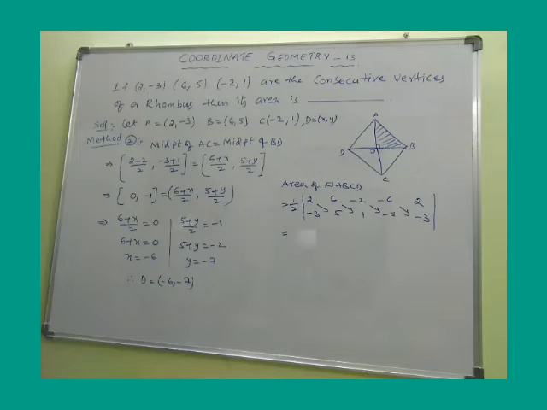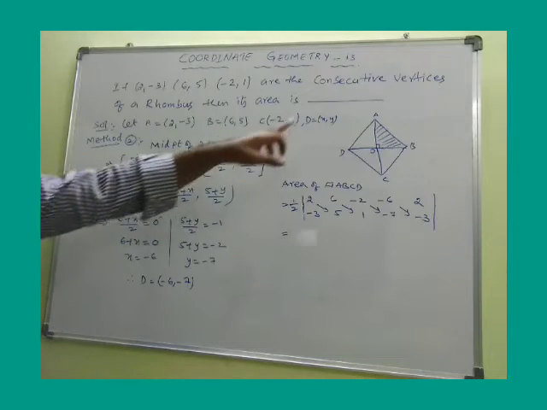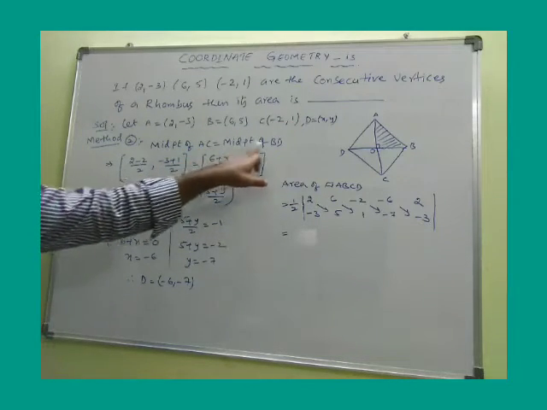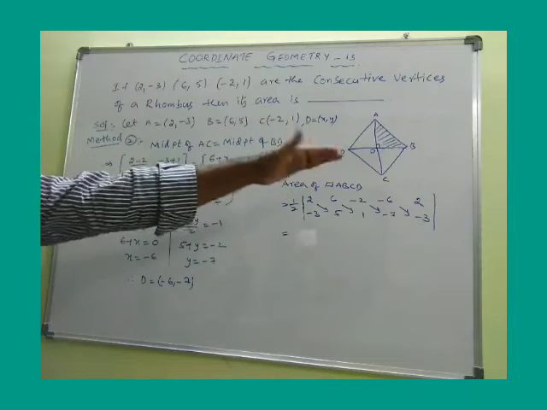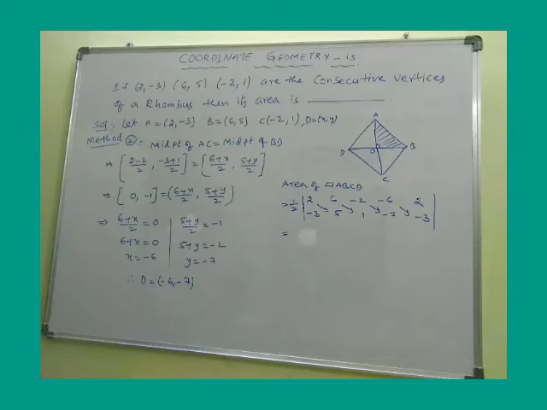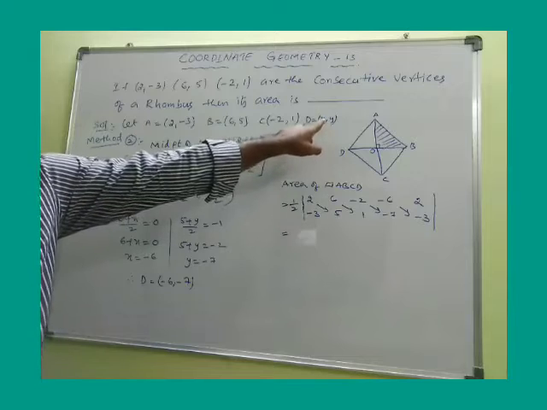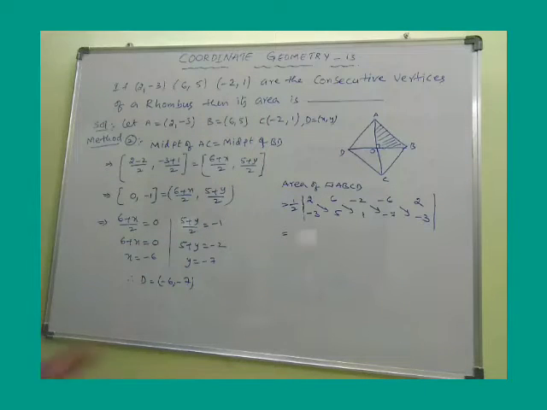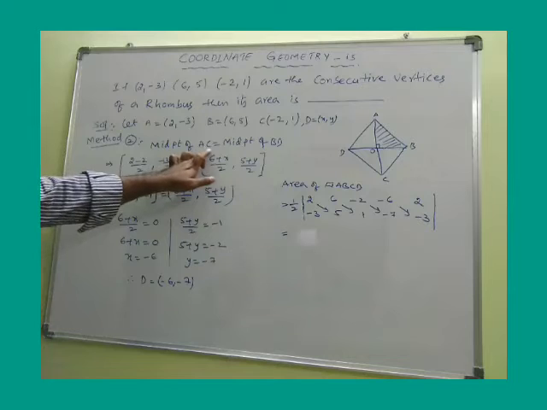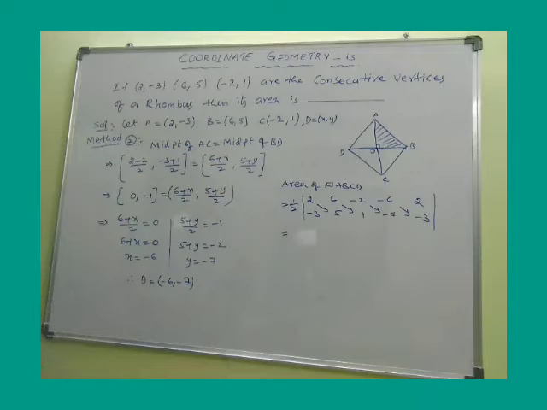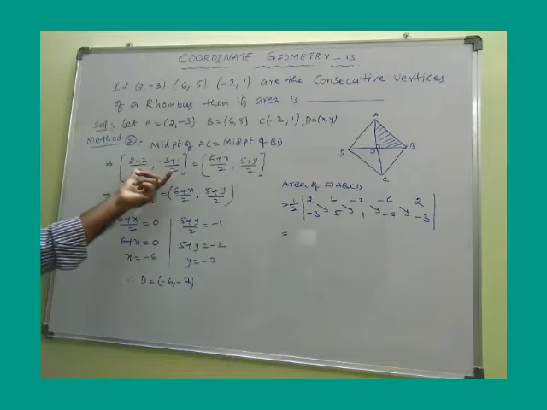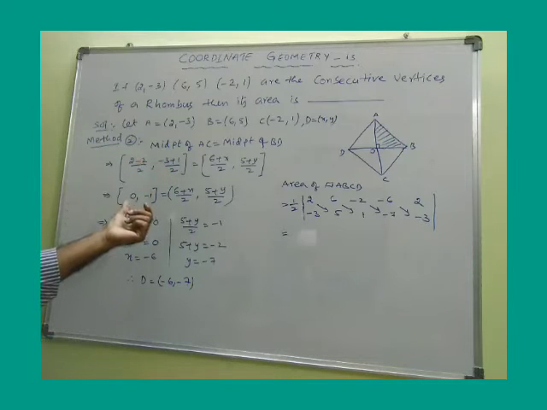So look at method 2. The concept here is that the midpoint of AC is equal to the midpoint of BD. Diagonal AC and diagonal BD both intersect at point O. Now since we don't know the coordinates of the fourth vertex, first of all we need to find them. So let me use the formula, midpoint of AC is equal to midpoint of BD.